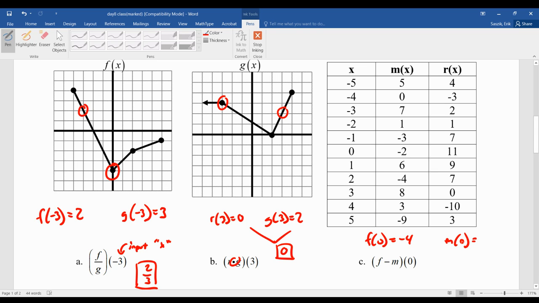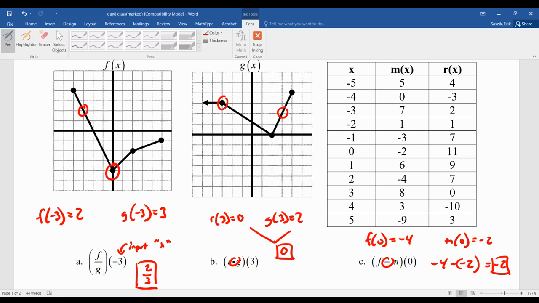M of 0, remember that's the input. I find the x value there. It goes to negative 2. We're asked to subtract those. Negative 4 minus a negative 2. Now remember, minus a minus is plus a positive. So negative 4 plus 2 is negative 2. All right. I'm hoping that first sheet went well for you because, again, there's nothing really new there.